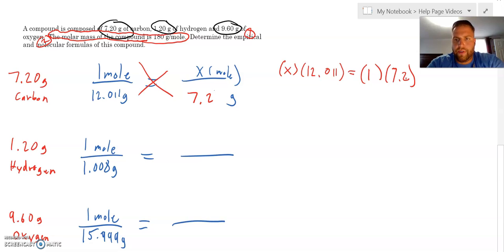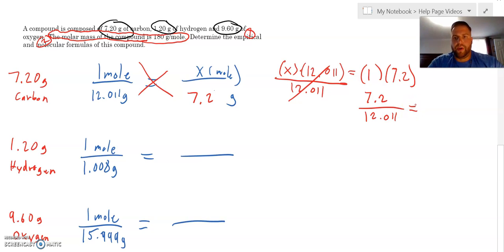And what I now need to do is take care of the multiplication on the right side. So 1 times 7.2 is just 7.2. Remember, 12 is multiplied by x. So what I have to do to get rid of it is divide by 12.011. And whatever I do to one side, you have to do that to the other side.